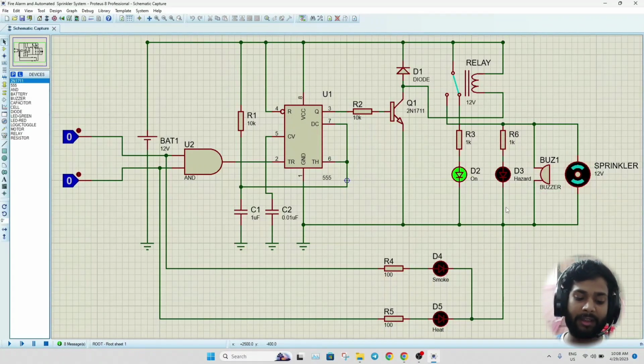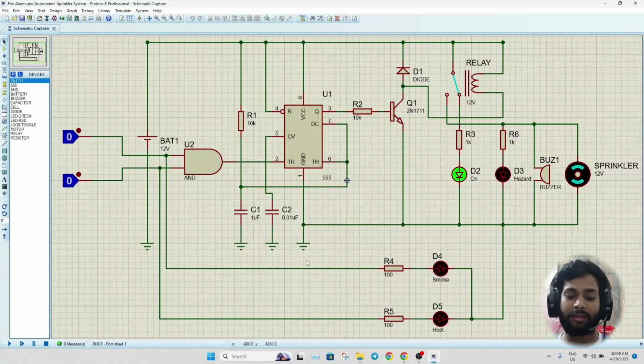The smoke and heat sensors are represented by these logic toggles. The 555 timer in this circuit is connected in monostable mode, as there is one resistor and capacitor, and the end of the resistor is connected to the discharge and threshold. As long as there is a high input at the trigger, the timer will give an output.